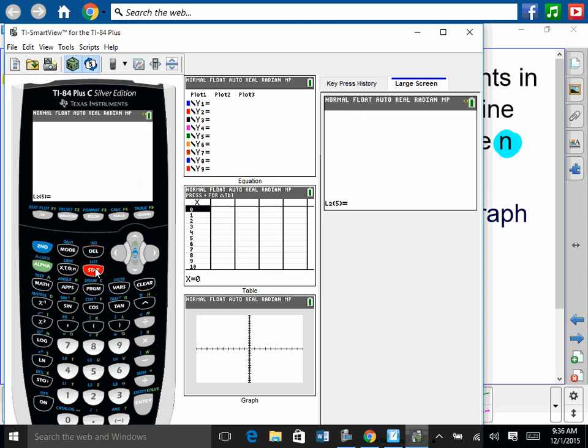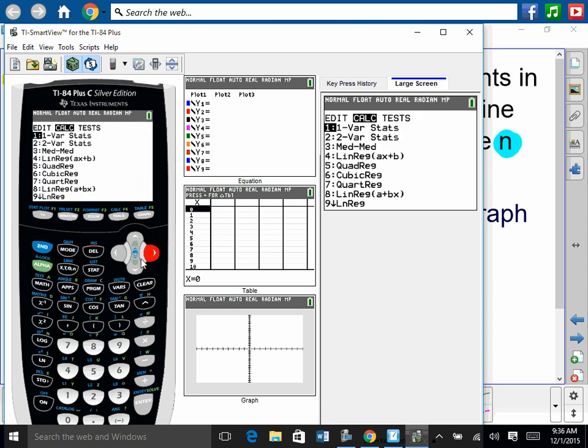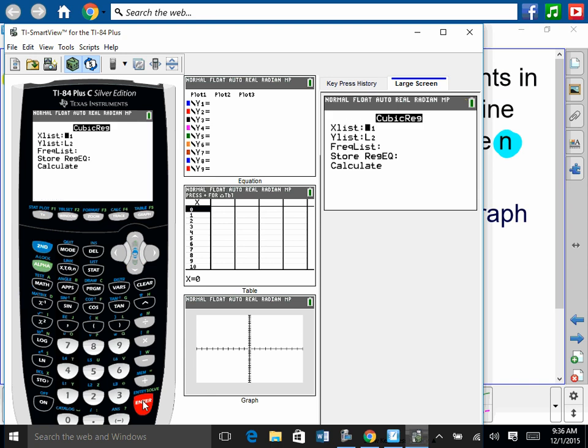Then you hit the stat key again, over to calculate. Now we're calculating a cubic because of the n plus 1 point principle, we're doing a cubic regression line. So the cubic regression line, and you enter through. This is our cubic regression line.